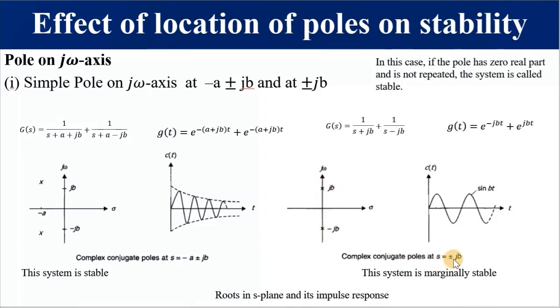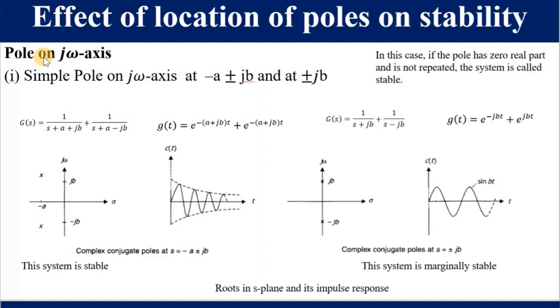This s is equal to plus or minus jb. This is for plus jb and this is for minus jb. And it produces the oscillation that we were talking about, with constant frequency and constant amplitude. In this scenario, whereby a single pole is located on plus jb or minus jb, we say the system is marginally stable. There is no decay, there is no growth.